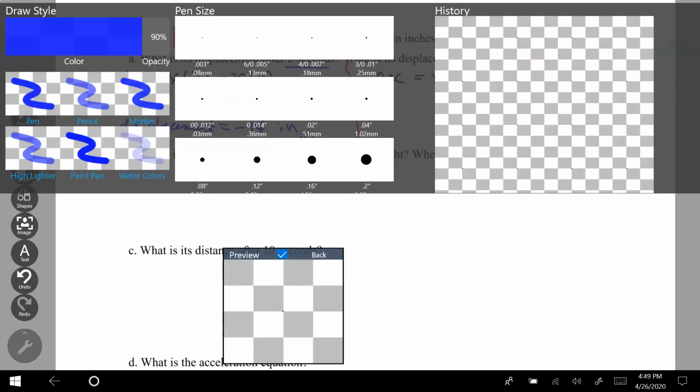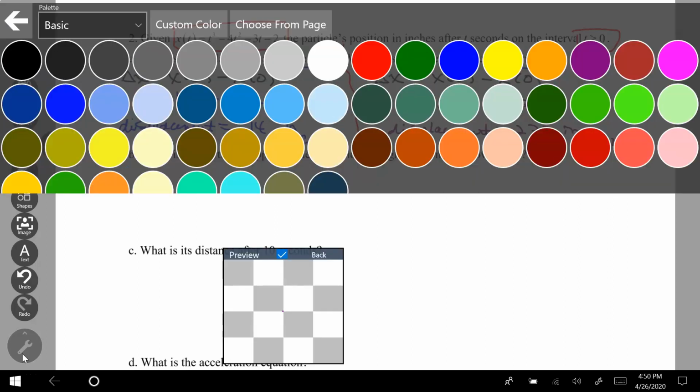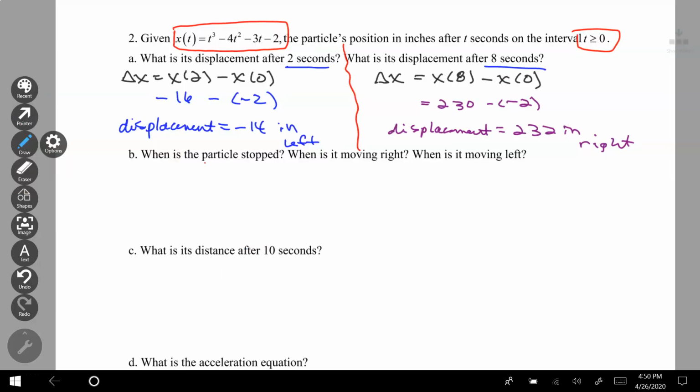The next one I'm going to do is going to be x of 8 minus x of 0, which is 230 minus a negative 2. So now I get my displacement is equal to 232 inches, which means I moved right from 0 to 8 seconds. Now, again, when does the particle stop? The particle stops when the velocity is equal to 0.